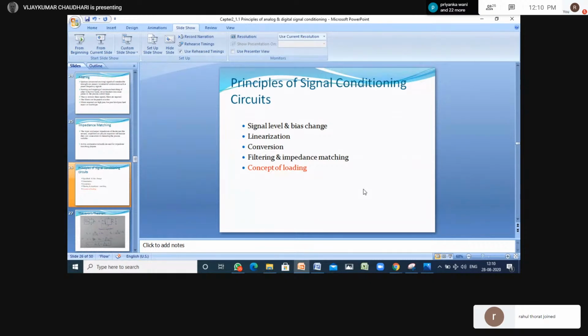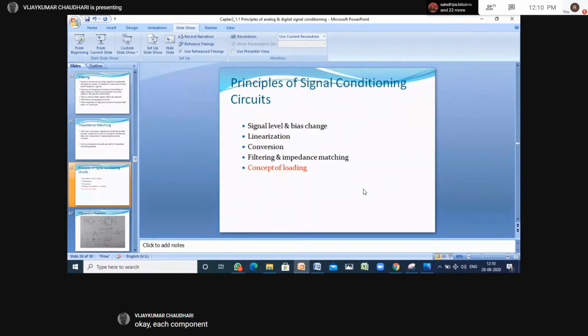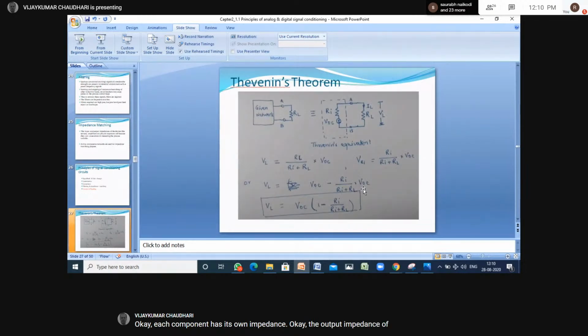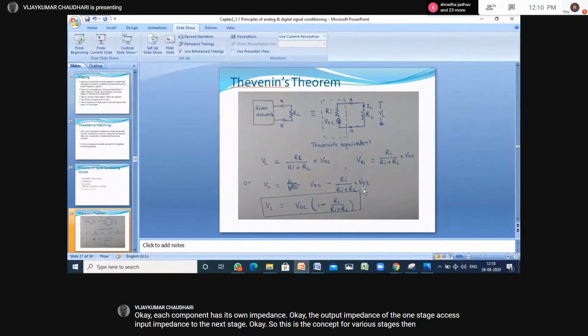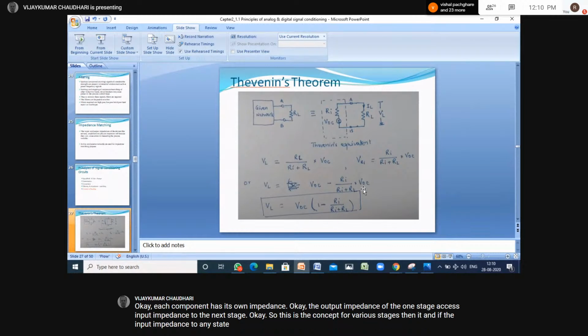Here, for example, we have a sensor and an amplifier. The output of the sensor is given as an input to the amplifier. So let us discuss the loading effect. Before going to the loading effect, we must know Thevenin's theorem, as we will be using it thereafter in some applications here. So let's discuss Thevenin's theorem before going to the loading effect.